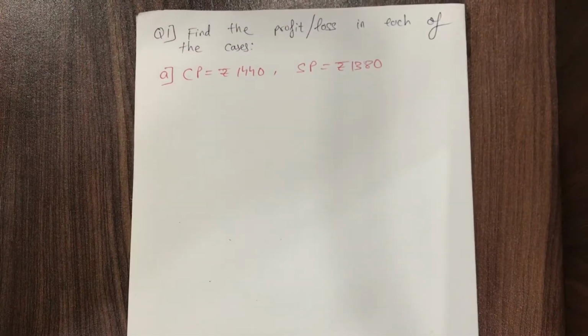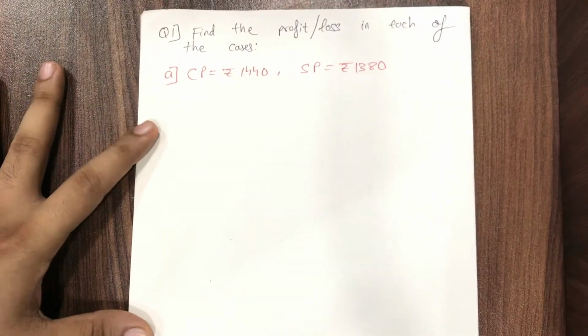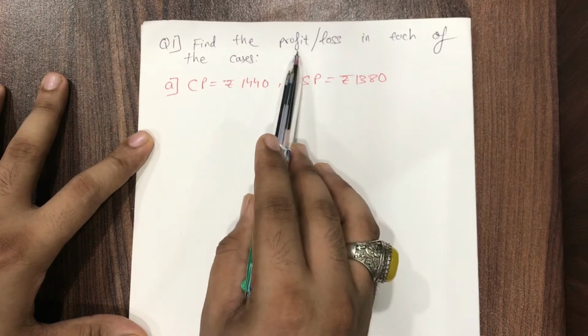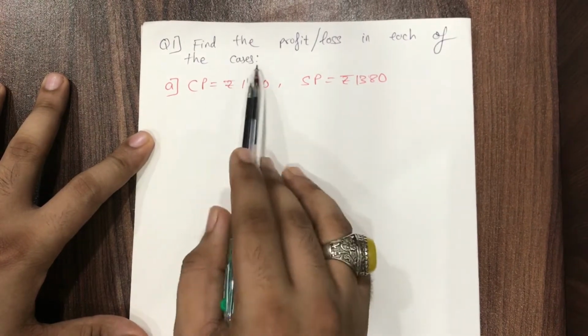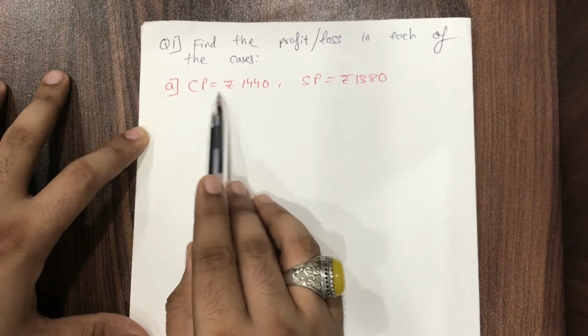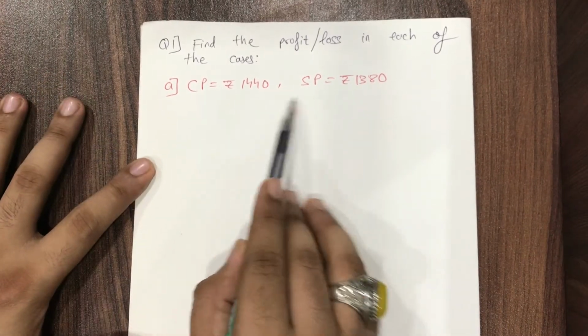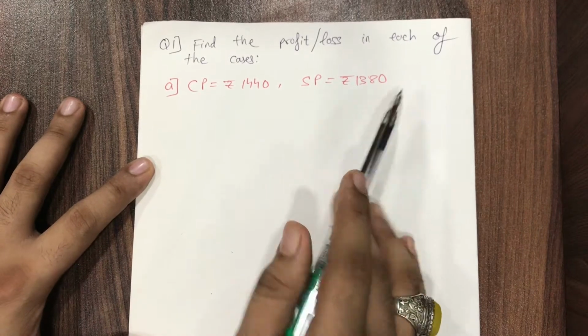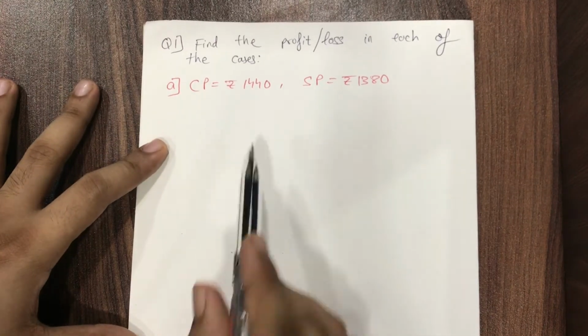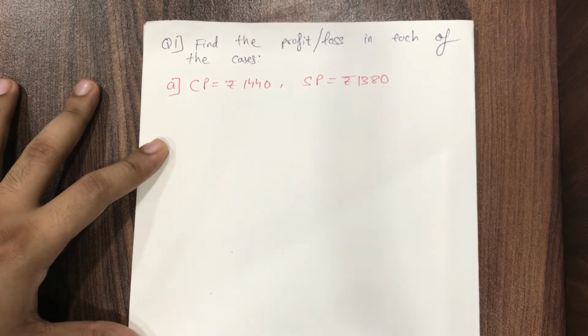Okay, students, now let's start with the first question, question number 1. Let's see the heading over here. The heading is, find the profit or loss in each of the following cases. Sub question A, it's given that cost price CP is rupees 1440 and selling price is rupees 1380. So here cost price and selling price both are given to me. Okay, let's do it now. Students, I told you all, I gave you the note.